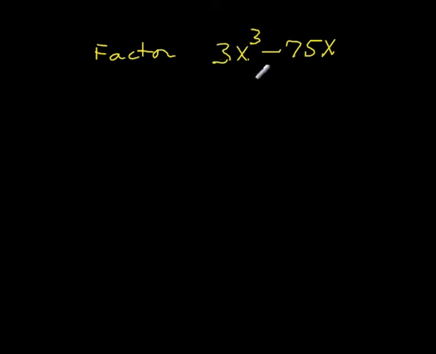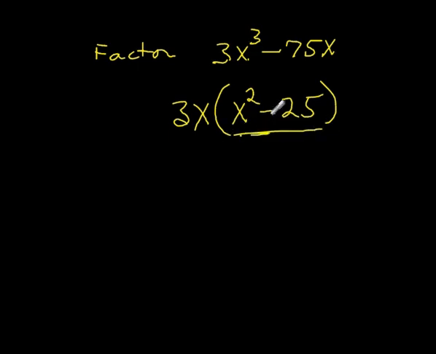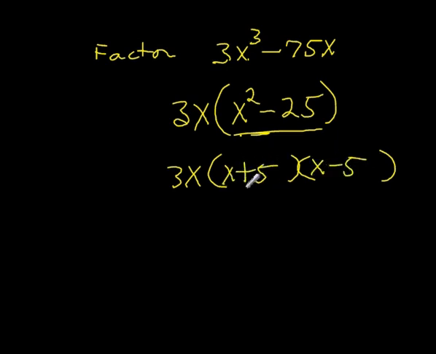In this problem, we actually do have a common factor. 3 will go into both of them, and also they share an x. So if I take the 3x out, I'm left with x squared minus 25. Now what I have, my binomial left in the parentheses, is a difference of squares. So I take the second step of factoring that as x plus 5 and x minus 5, the sum and difference of like terms. So my final answer is 3x times the quantity x plus 5 times the quantity x minus 5.